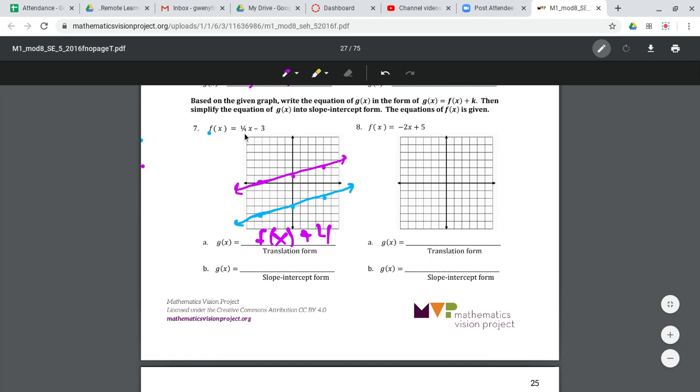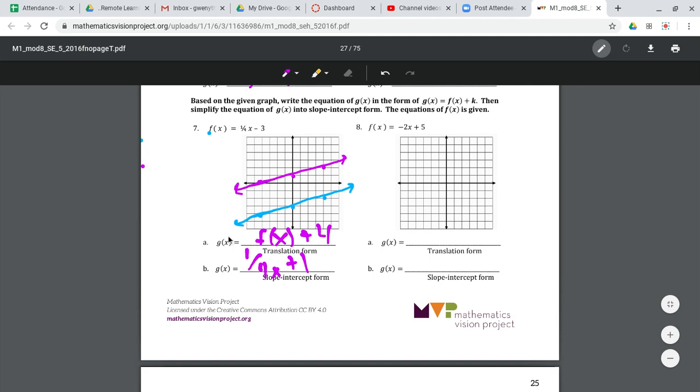Well, what's our slope? It stayed the 1/4. That didn't change. So 1/4 x. And then in mine, because I went up 4, I'm at a positive 1. So depending on what you guys choose for your translation, yours might be different than mine. So keep that in mind. But the slope, the 1/4 x, that will be the same.